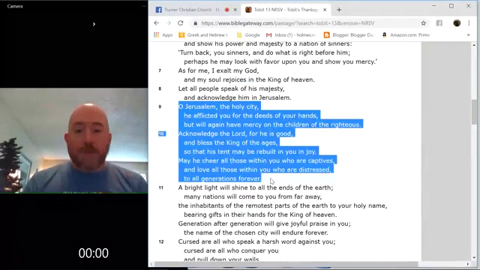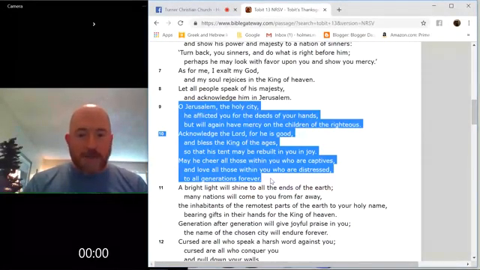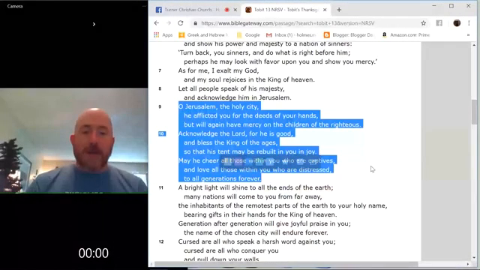He says, "O Jerusalem, the holy city, he afflicted you for the deeds of your hands, but will again have mercy on the children of the righteous. Acknowledge the Lord, for he is good, and bless the King of the ages, so that his tent may be rebuilt in you in joy. May he cheer all those within you who are captives, and love all those within you who are distressed, to all generations forever."